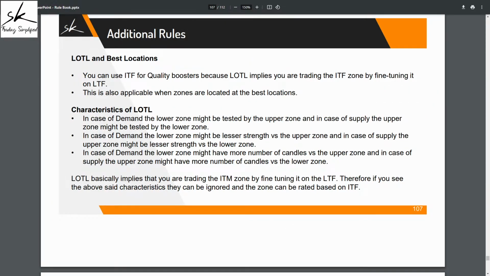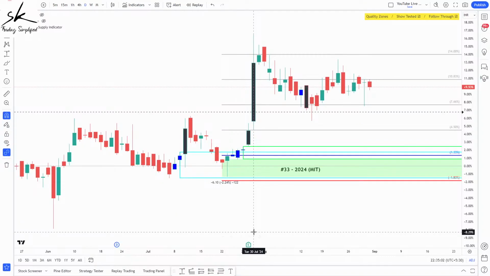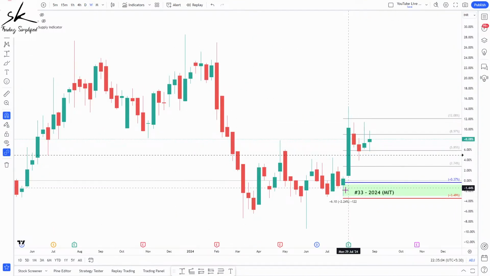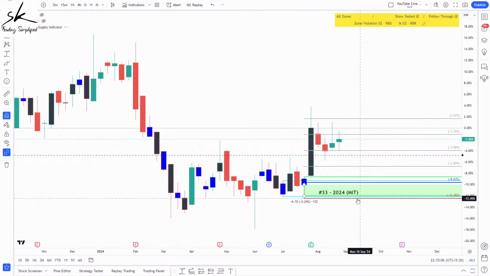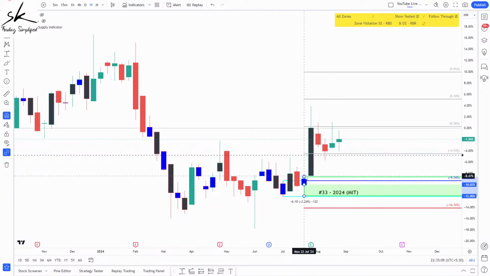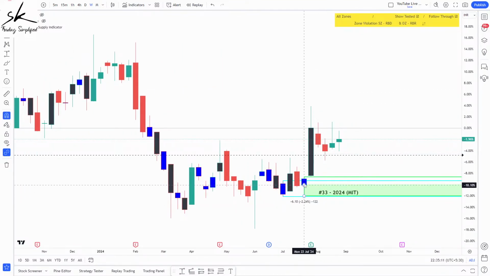So what you need to remember now is that level on top of level basically implies that you are trading the intermediate time frame zone by fine tuning it on the lower time frame. So what I'm basically doing here is, if I go to my intermediate time frame, you can see we have this drop base rally structure. If I wanted to trade this drop base rally structure, this is what I would have done. If I wanted to go wick to wick method, that is where the proximal line would be. Body to wick method, this is where the proximal line would be.